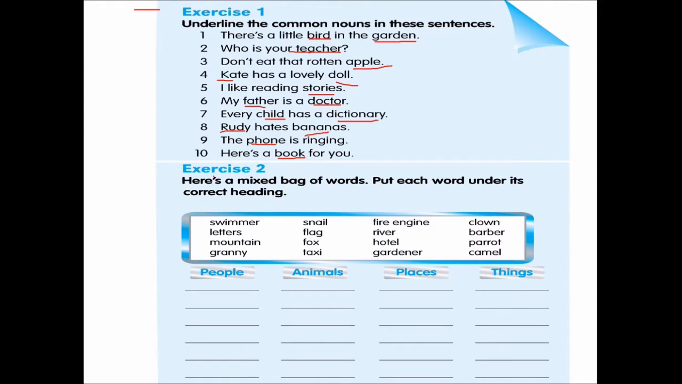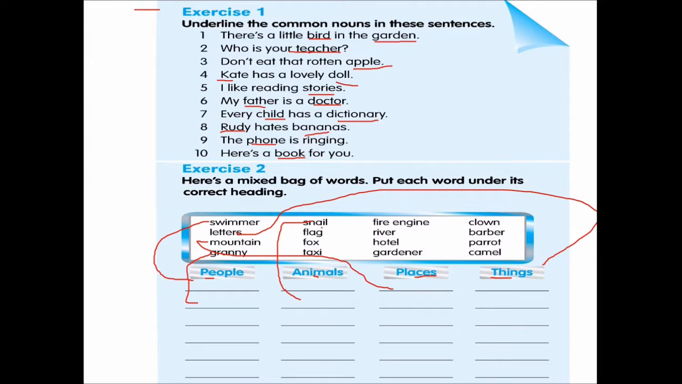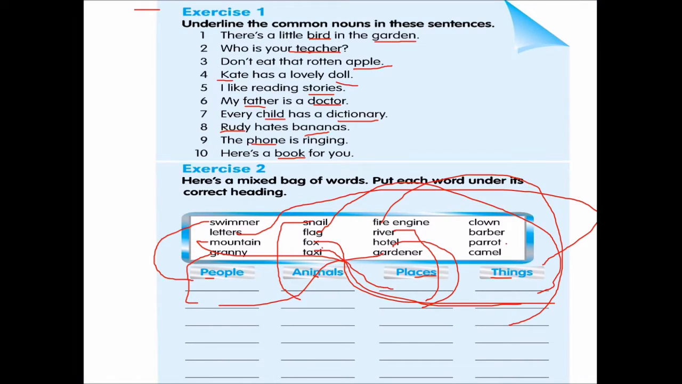Now we have exercise number 2. Here's a mixed bag of words. You need to put each word under the correct heading: people, animal, place and things. Swimmer: people. Letters: things. Mountain: a place. Granny: people. Snail: animal. Flag: thing. Facts: thing. Taxi: thing. Fire engine: thing. River: place. Hotel: place. Gardener: people. Clown: people. Barber: people. Parrot: animal. And camel: animal.